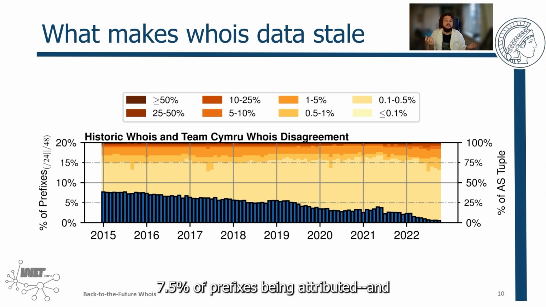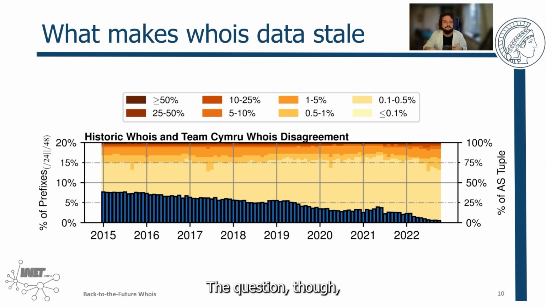We go from around 7.5% of prefixes being attributed, and prefixes here means /24s, being attributed differently down to less than 1% for the latest part of the data. All the while, most disagreement clusters heavily around just a few ASNs. So if you trade a /16 or a /8, of course, that will then later be announced by one ASN, and then you just have one of those big clusters.